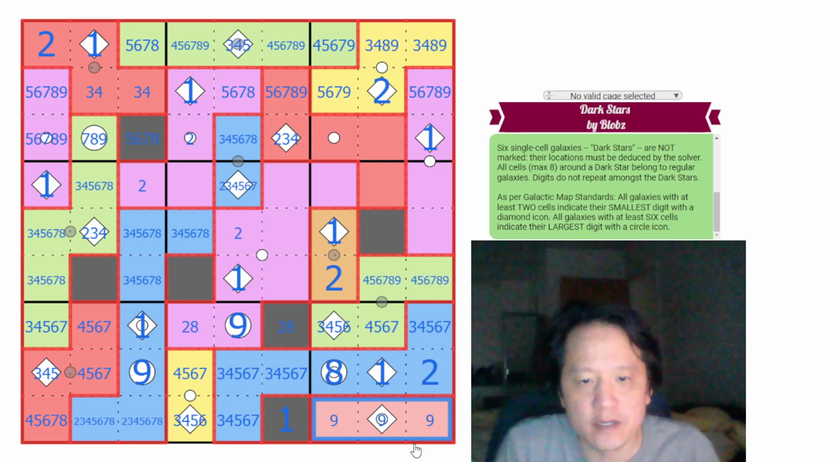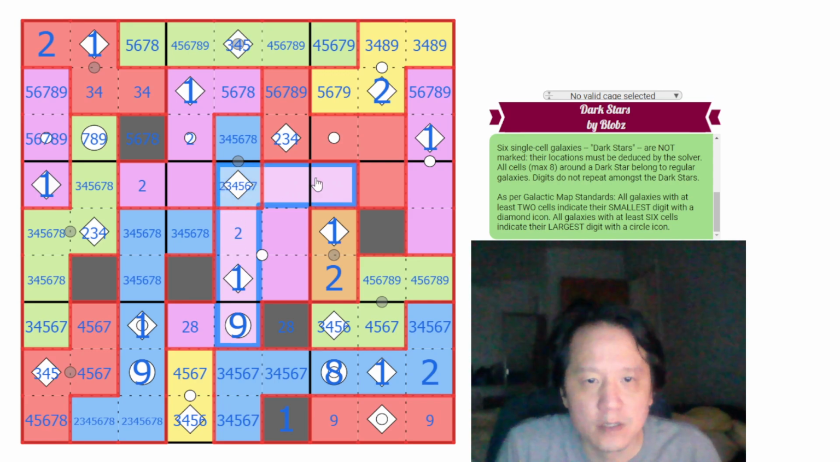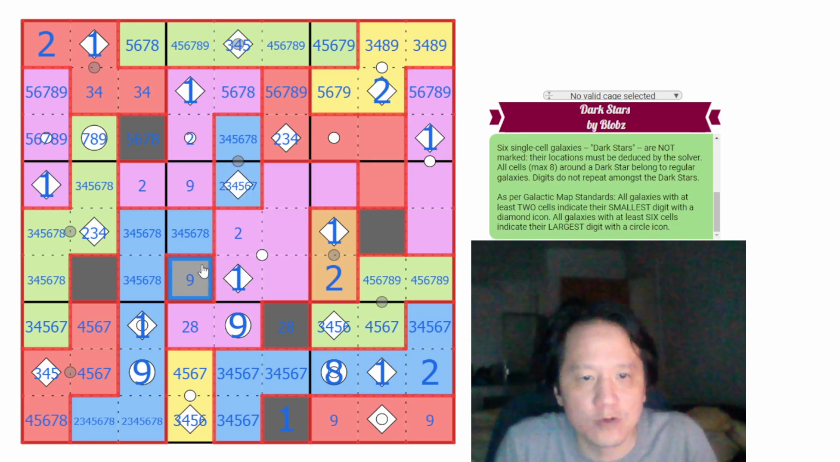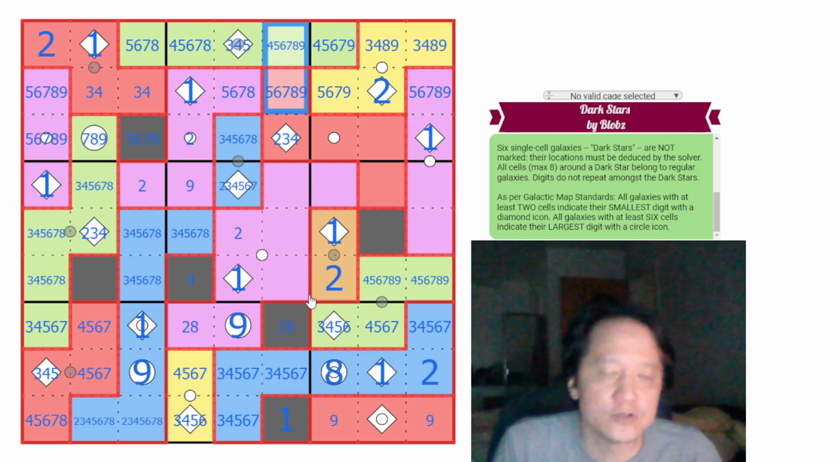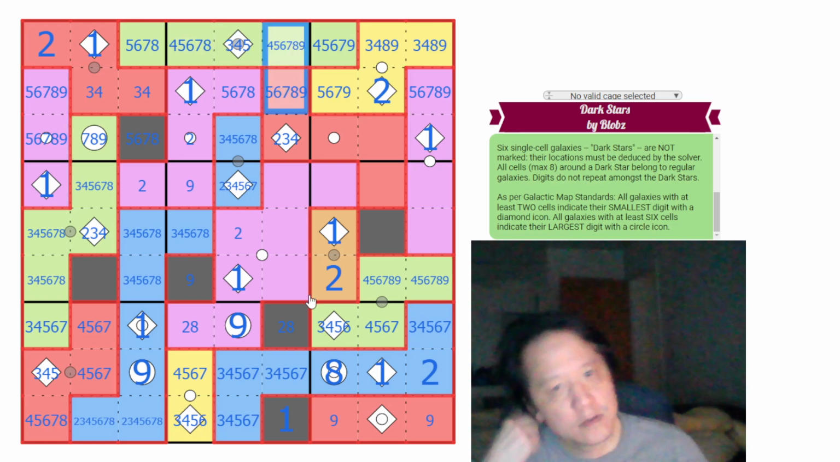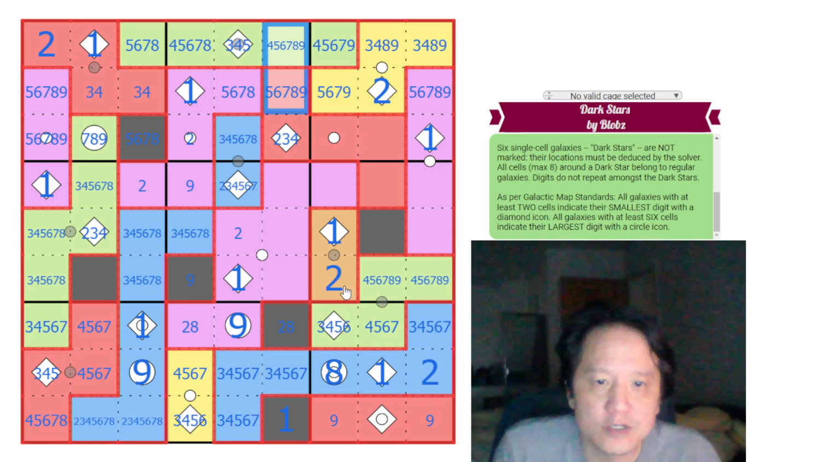This has a 9, so this can't be 9. So this can't be 9. This can't be 9. Therefore, one of those two is 9. So this can't be 9. So we know one of those two is 9. Okay, that doesn't really help very much.